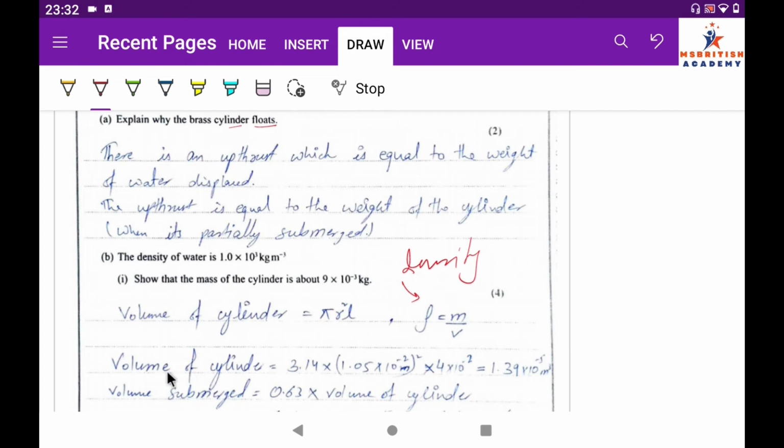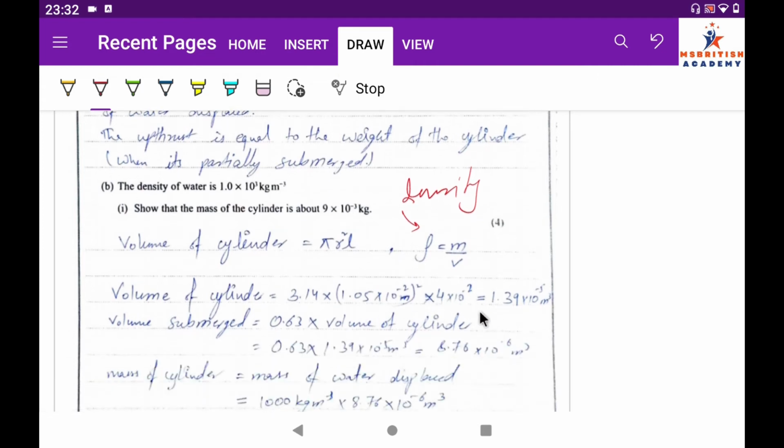Mass by volume. Volume of cylinder is pi, we can substitute 3.14 into 10 raised to 1.05 into 10 raised to this. After calculating all the numerical values, we will get the volume of cylinder as 1.39 into 10 raised to minus 5 meter cube.